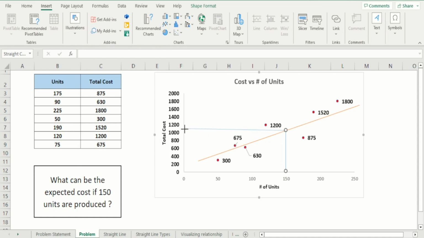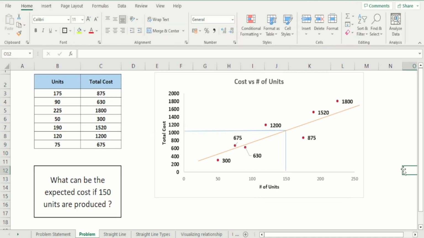And as we can see here, that anticipated cost will come somewhere in between 1000 to 1100, and later on we'll see what that cost might turn out to be. But basically that is the advantage. If we are able to approximate these points by a straight line, then remember that all straight lines have a certain mathematical equation, so we'll be able to substitute the value of x with 150 and get the value of y, which will then give us the total cost.